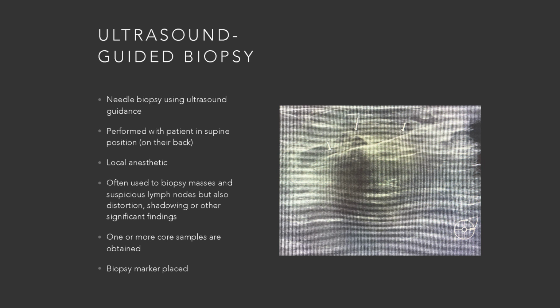Again, we're using a local anesthetic to numb up the area. This is often used to biopsy masses, suspicious lymph nodes, but also distortion, shadowing, or other significant findings. We can obtain one or more samples depending on what's needed by the radiologist to get an adequate sample, and then again, a biopsy marker is placed at the end of the procedure.